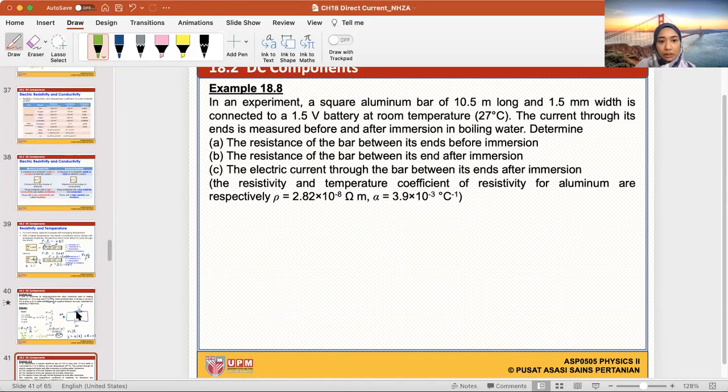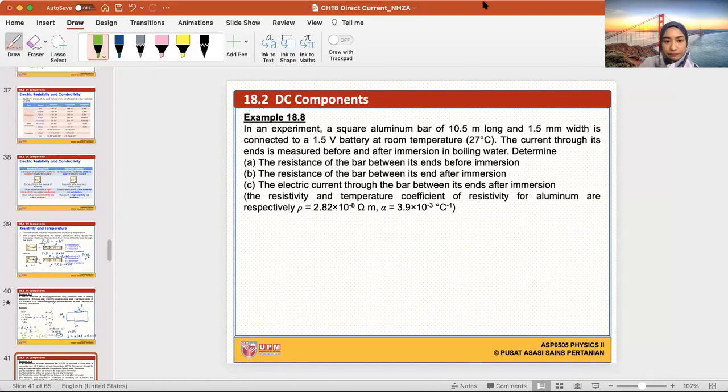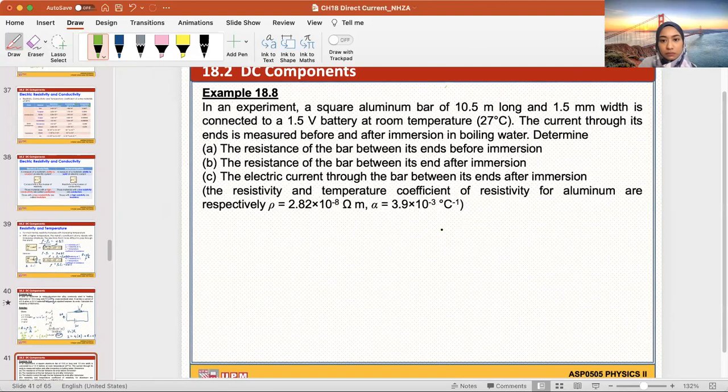Okay, moving on. In an experiment, a square aluminum bar. Sorry, the question is long. Okay, so in an experiment, a square aluminum bar of 10.5 meter long and 1.5 millimeter width is connected to a 1.5 battery at room temperature. Okay, let's write down the information. So battery is 1.5 volt.